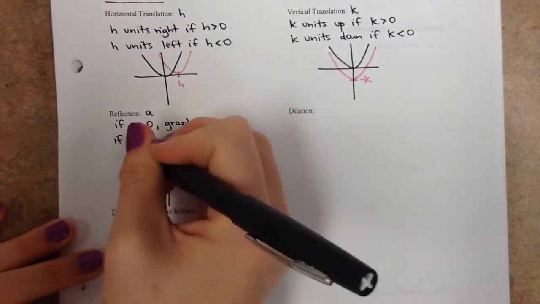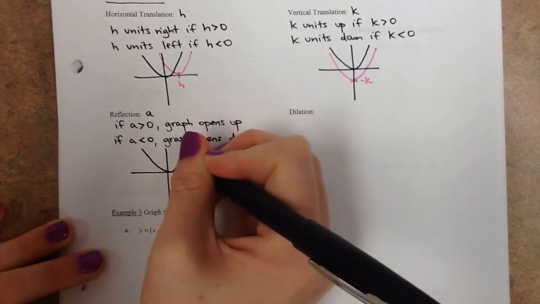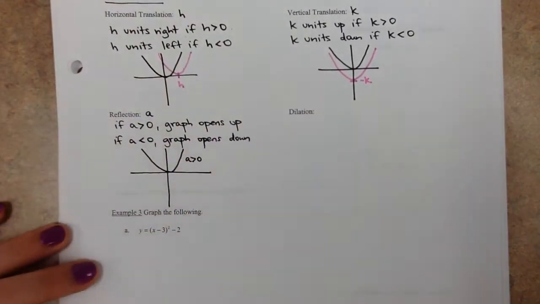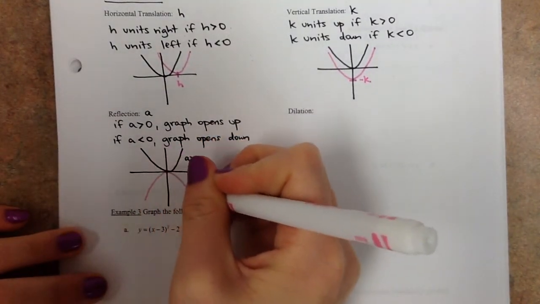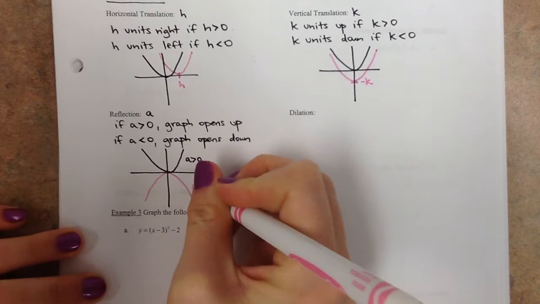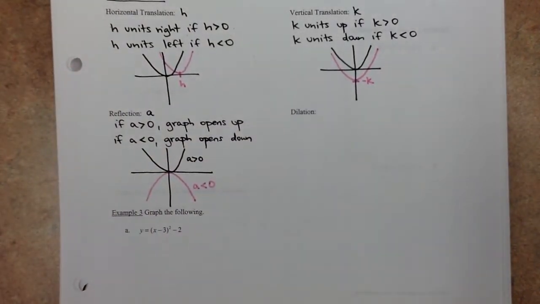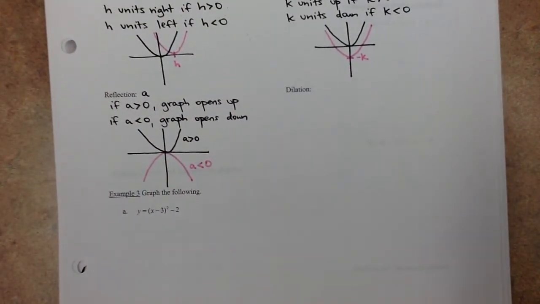Okay, so the original ones I've been drawing have been the ones that open up. So that'll be a value of A that is greater than 0. Or if my graph flips upside down, like this, that would be a value of A that is less than 0. Okay, so two different possibilities for the shape of the graph.